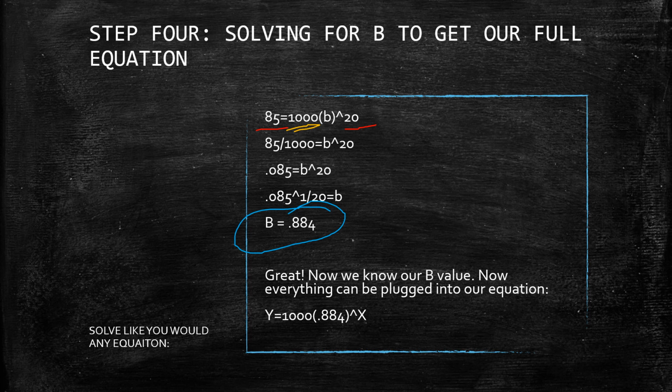So now that you know what your b is, you can put everything into the equation and you get y equals 1000 times 0.884, which is our b value, to the power of x.